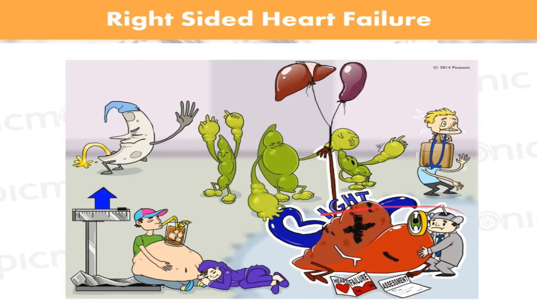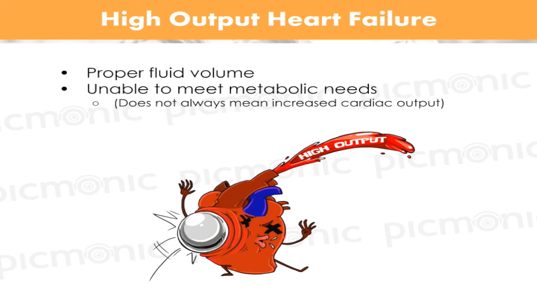Here's our right-sided heart failure Picmonic, all put together with that little scene. You can go learn about our jug vein character and these peripherally swollen edamame, all having a great party here. Now the last type's high output heart failure.